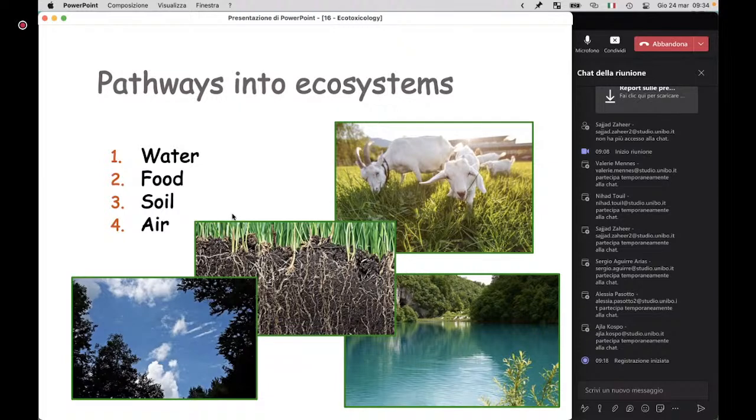there are 4 pathways into ecosystems for poisons, and 3 are quite obvious, since they are the main constituents of what we call the environment, okay? So water, soil, and air, okay? Everything we know is made of water, soil, or air. But we also have a 4th pathway, which is food. So some part of the environment that is transformed into food for humans or for animals, okay? Of course, we have herbivores, for whom food is plants, and we have carnivores, for whom food is other animals, and so on, okay?